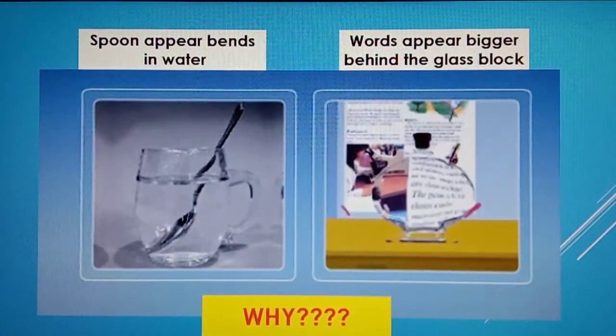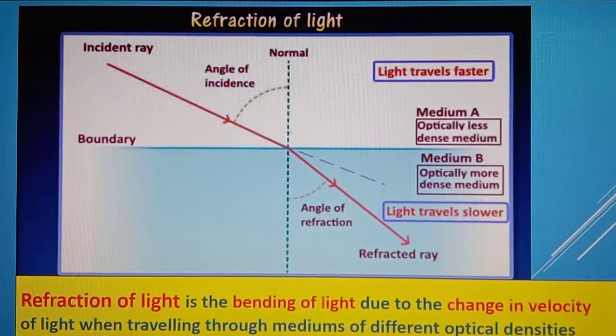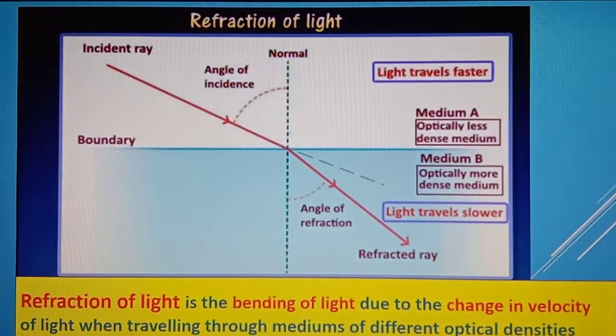Okay, this situation, I think you will observe it almost every day. So you put a spoon into the water, you can see the spoon appears bent in water. Or you put a glass block, you can see suddenly the words of the book become bigger. Okay, so why does this situation occur? What concept can we use to explain this situation? So that's the concept that I want to discuss today. It's about refraction of light.